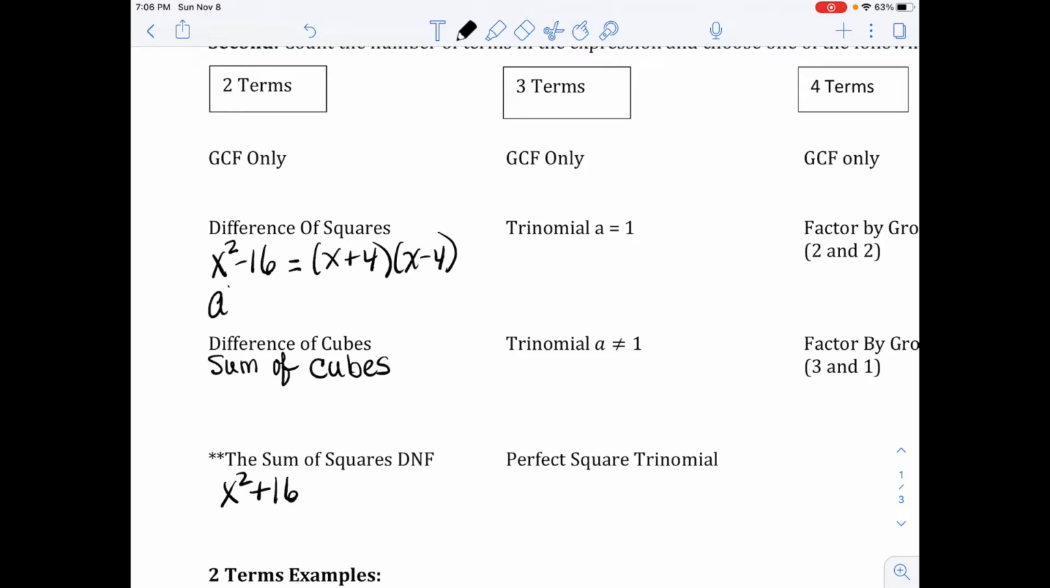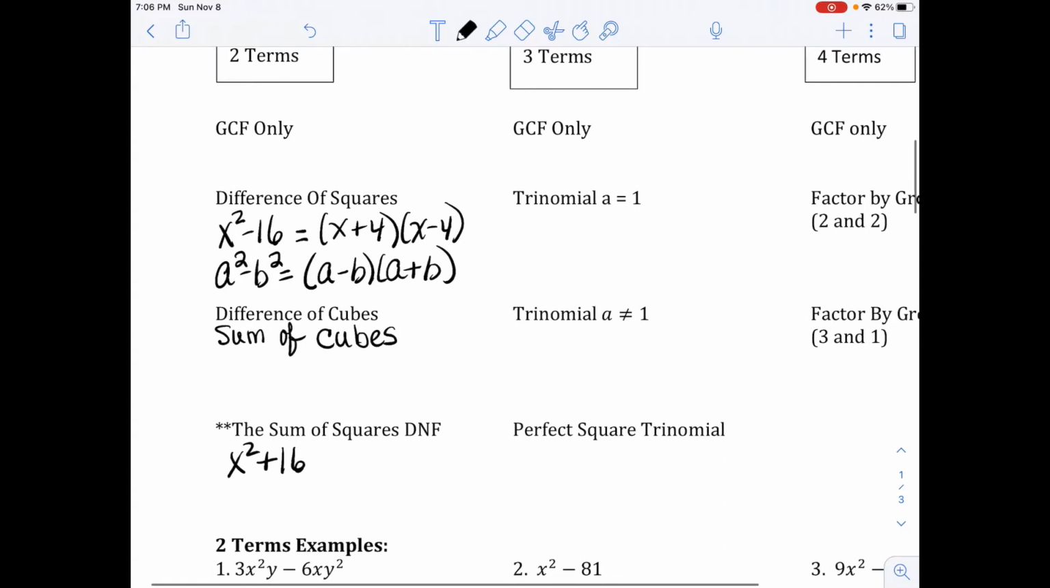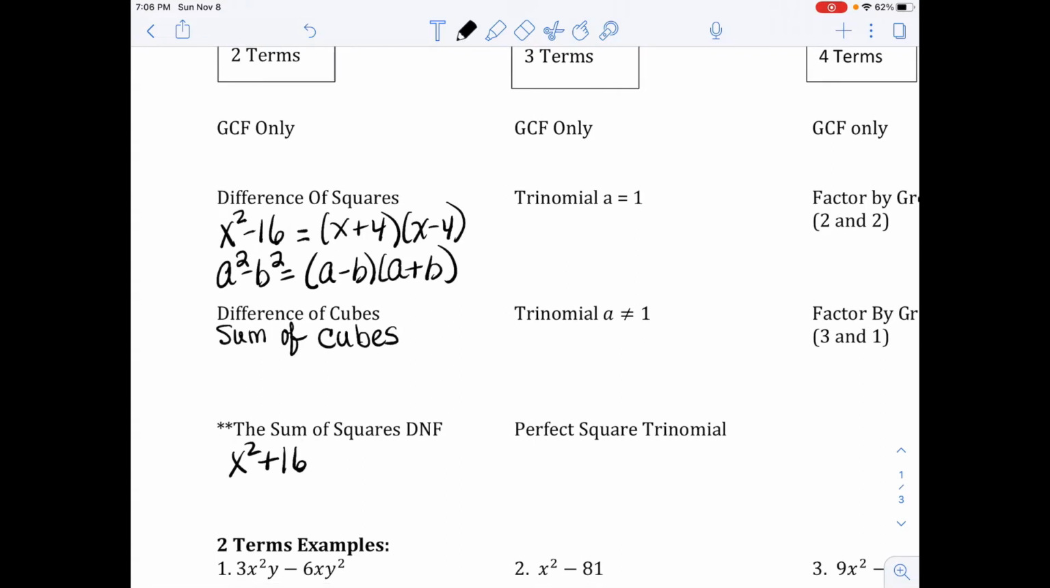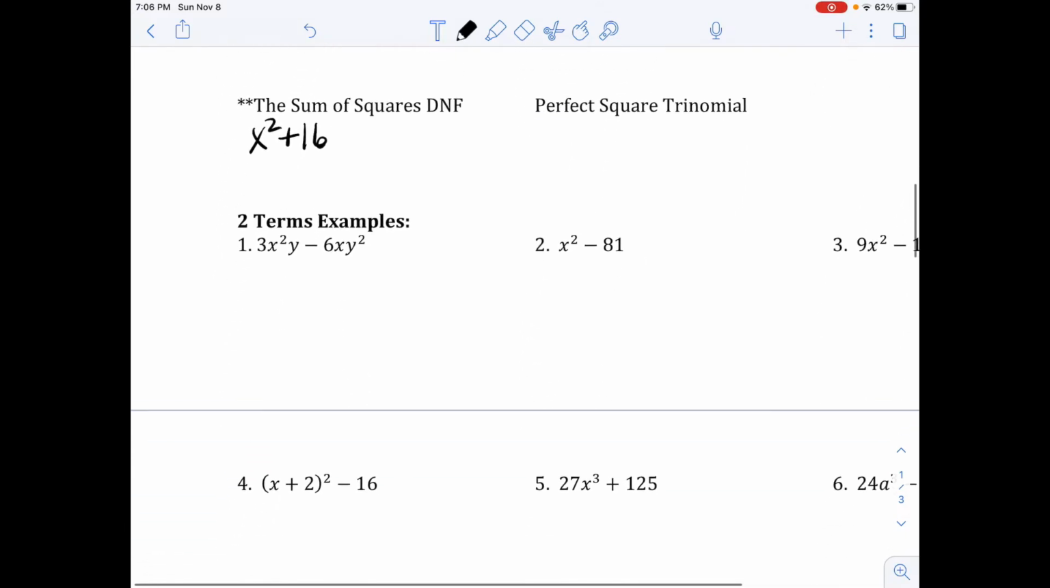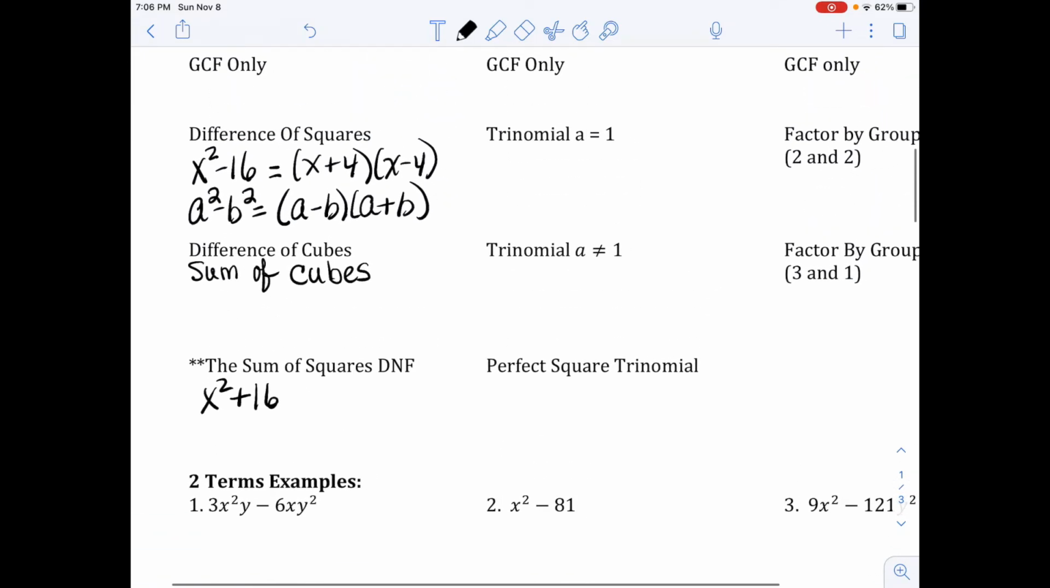So the difference of squares pattern looks like this: a squared minus b squared, and that will always factor into a subtract b and a add b. And you can flip those if necessary. But x squared plus 16 does not factor. So the sum of squares does not factor. The sum and difference of cubes is a specific pattern, and I will go over that in a second.